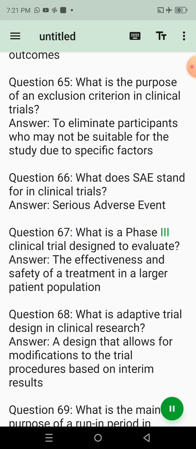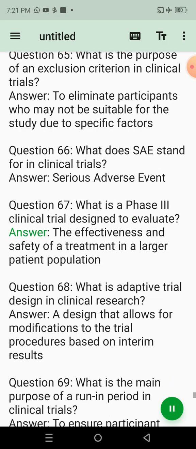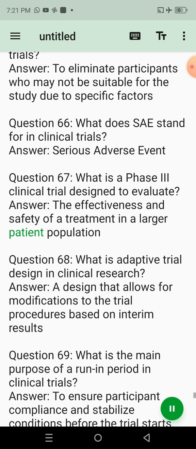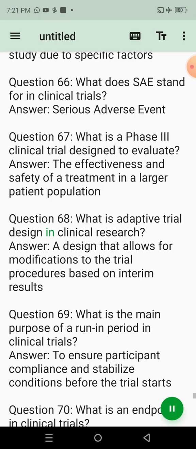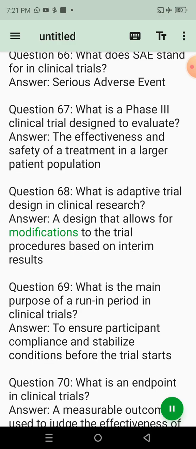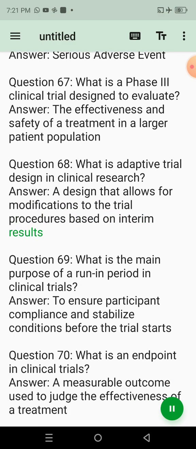Question 67. What is a Phase 3 clinical trial designed to evaluate? Answer: the effectiveness and safety of a treatment in a larger patient population. Question 68. What is adaptive trial design in clinical research? Answer: a design that allows for modifications to the trial procedures based on interim results.